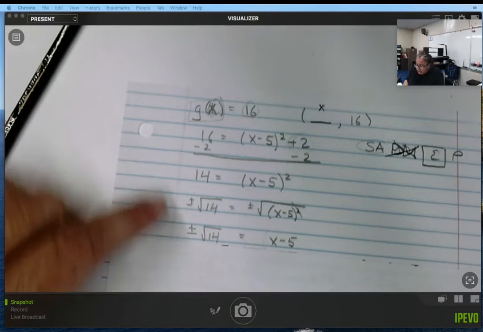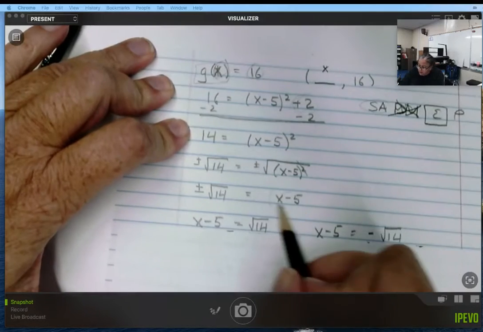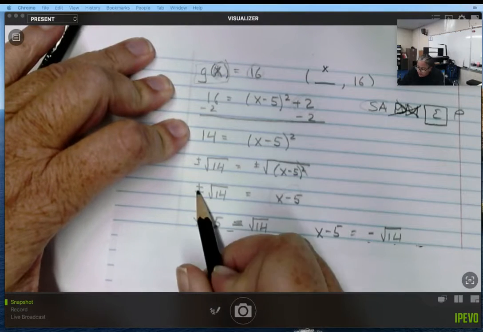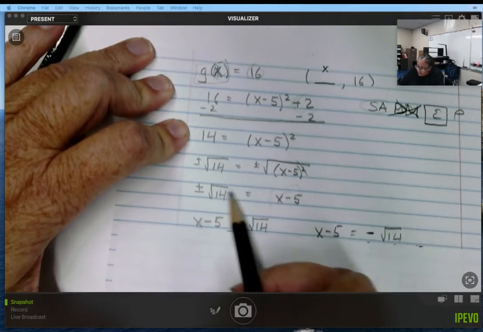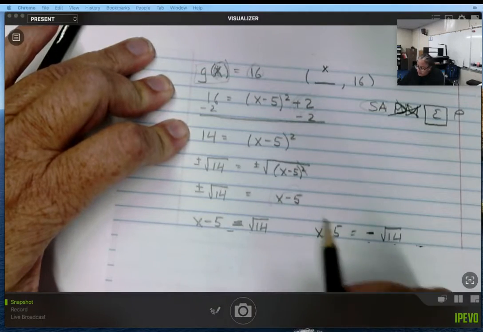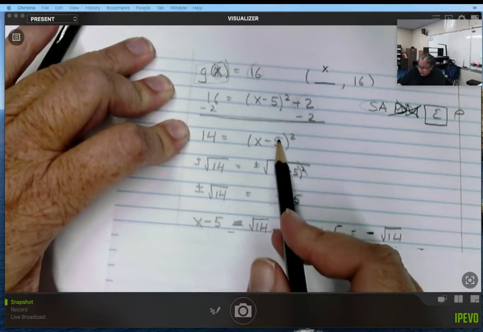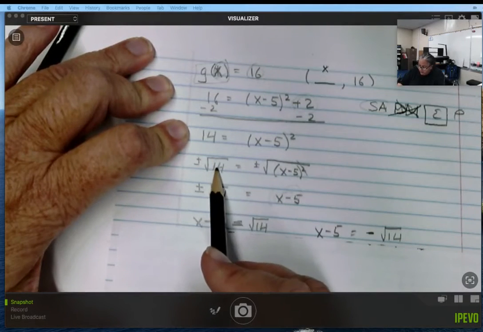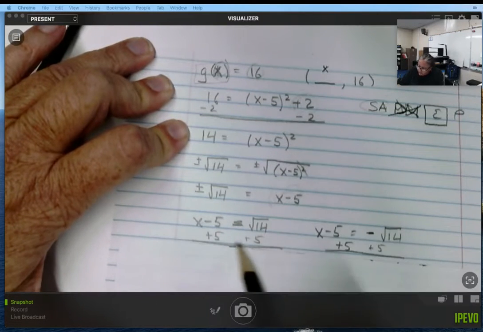Now I need to split into 2 problems. And I like to write the x minus 5 first. It just makes me more comfortable. X minus 5 equals positive root 14. X minus 5 equals negative root 14. A couple things to notice. This positive and negative, they stay outside the equal sign. X minus 5 stays x minus 5 the entire problem. In fact, usually right here, I check. Did I just keep it plain old x minus 5, and plain old 14? Yes. So now I'm going to add 5 to both sides.